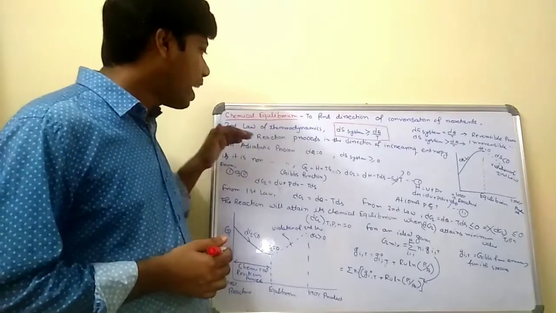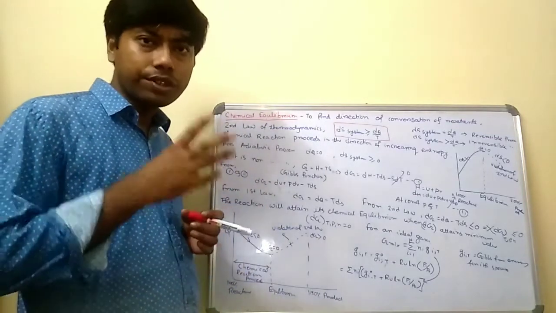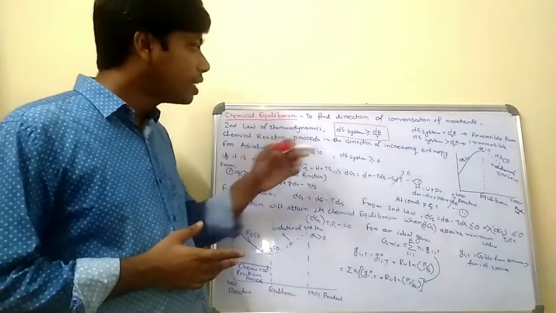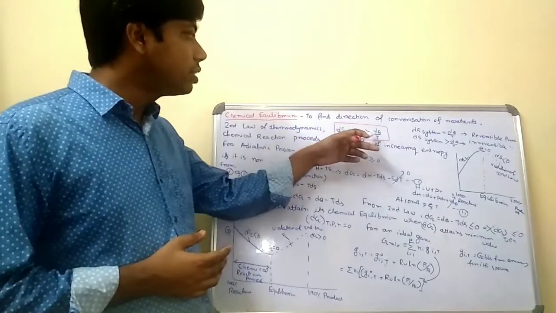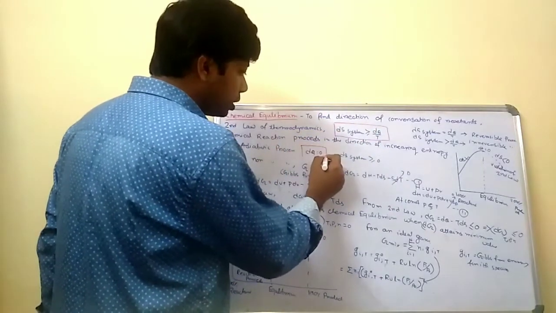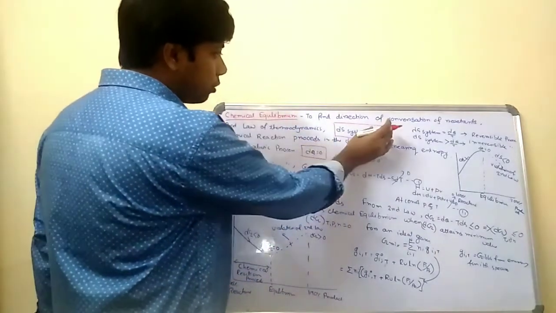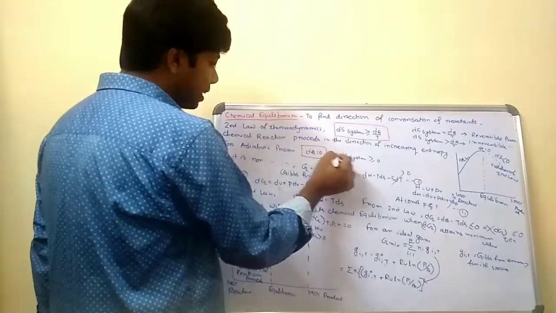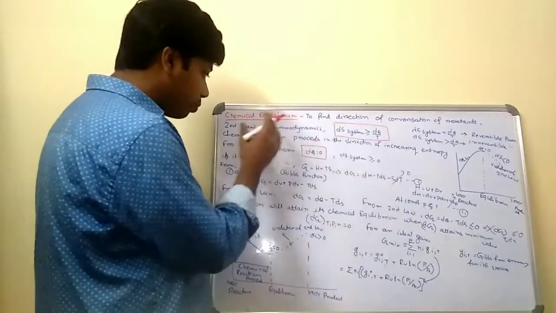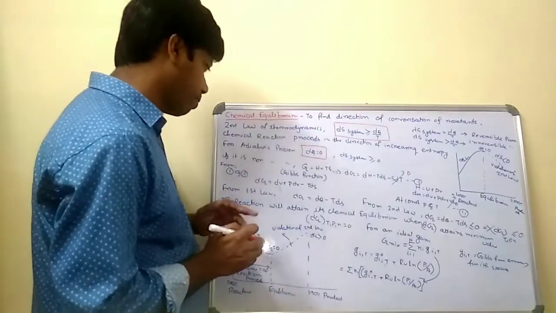Now for the adiabatic process, the heat transfer is equal to 0, that means dQ is equal to 0, right? And you know that dS system is greater than or equal to dQ by T. So for the adiabatic process dQ is equal to 0. If you put this value here, then for the adiabatic process dS system is greater than or equal to 0, and you know that the chemical reaction proceeds in the direction of increasing entropy.